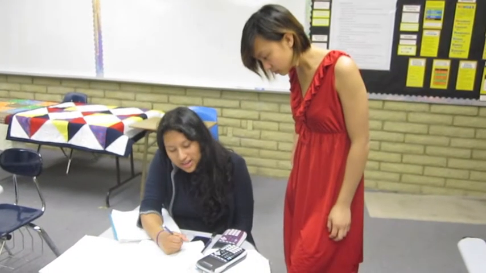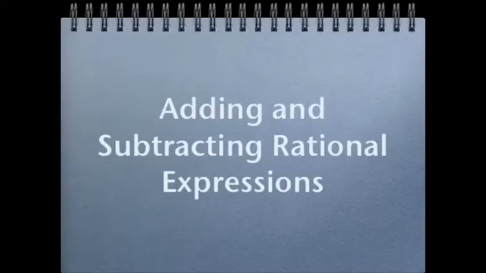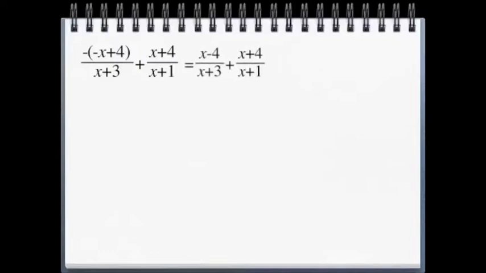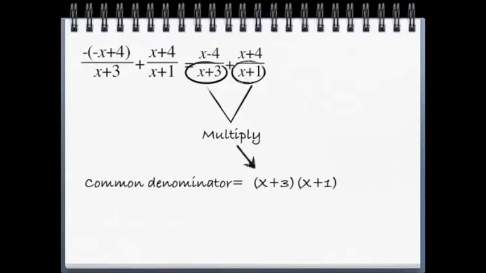Yay! What about adding and subtracting? Well, that's a different story. Adding and subtracting rational expressions. Let's look at this problem. So when you first look at the problem, you want to simplify everything in the rationals that you can. Then you look at the two denominators and you multiply them to find your common denominator.